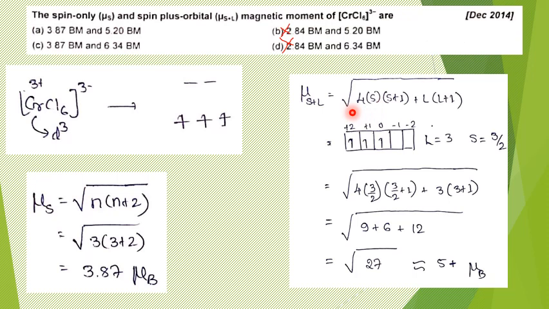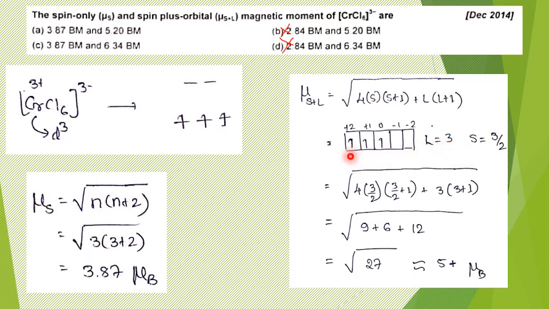Fine. Now the formula for spin plus orbital, when both the contributions are there, has been given to you. It is the square root of 4S into S plus 1 plus L into L plus 1, right? So now we should know the values of capital S and capital L. If you have watched videos on term symbol, then you will know how to work this out. Those who have not watched my videos on term symbol can first watch them to understand how to calculate these L and S values.